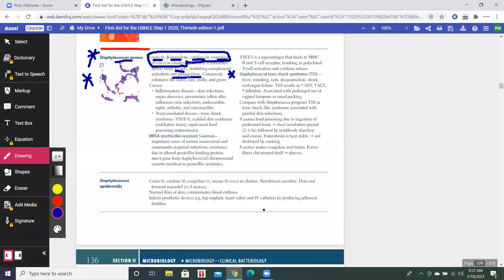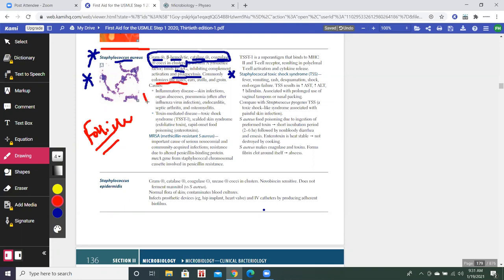No, very good. So the protein A will bind to the Fc region of immunoglobulin G, inhibit the complement activation and phagocytosis. The most common location that the questions will usually come from is the colonization of the anterior nares, meaning the nose, the anterior portion. And then you have ears, axilla, and groin, because wherever there is a hair follicle, there is a chance of growth of Staphylococcus aureus. They love to colonize at the follicles, but especially their common location is the nares.